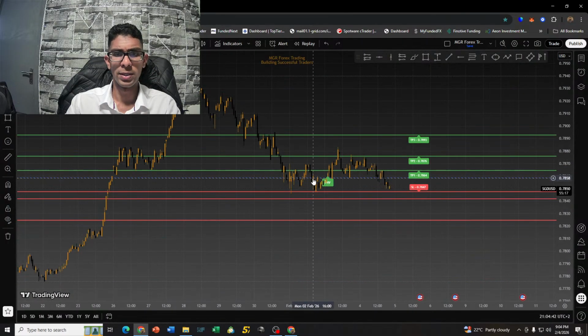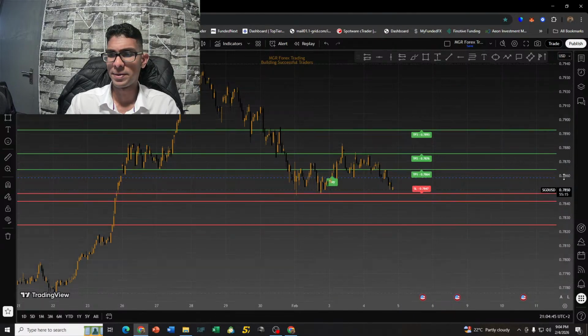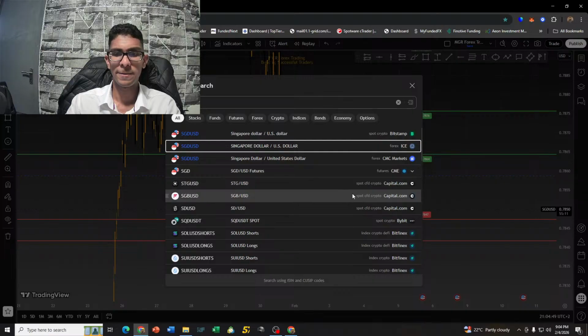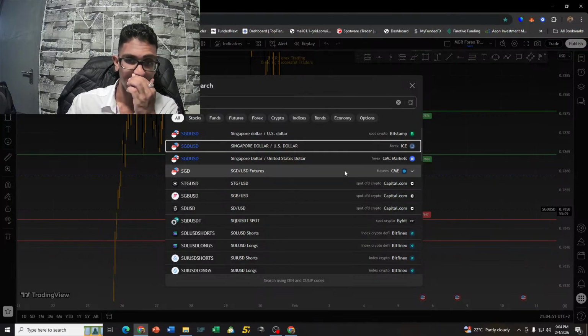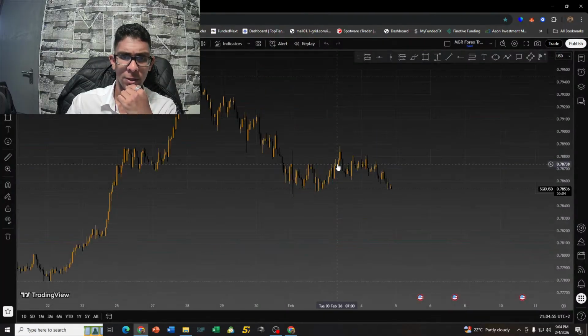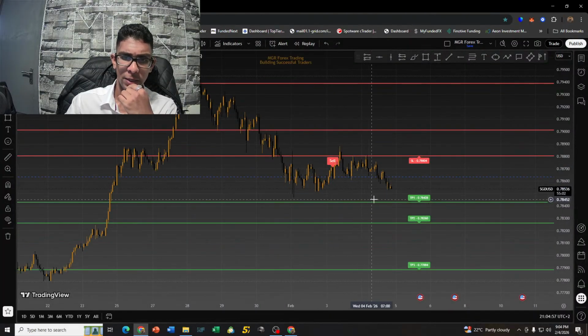SGD USD. This is an exotic pair, no doubt. Let's have a look here. CMC Markets. Perhaps you get a bit of... That's not it. But even then, if you sold at that level over here, that's a stop loss hit.